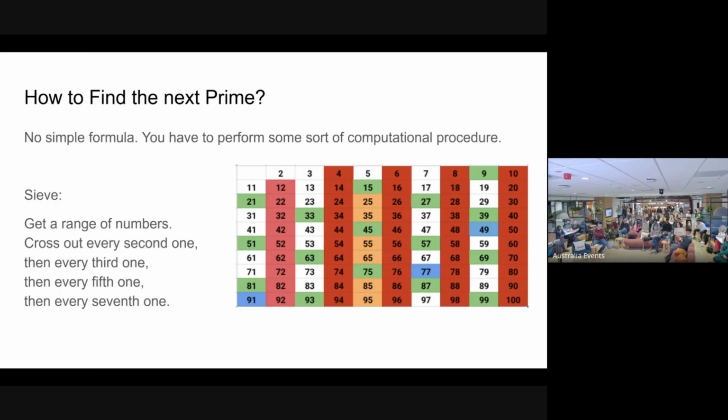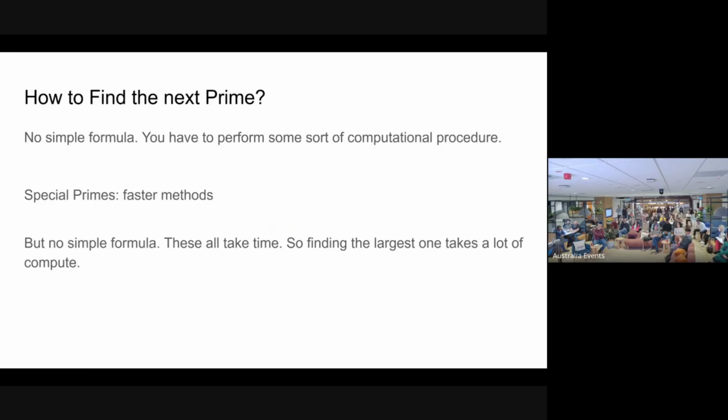If that was too quick to follow and you're not interested, it doesn't matter. But that's one way of finding prime numbers. And there are some special numbers where there are faster methods to find if they're prime. But the point is there's no simple formula. All of these take some sort of time. You need to do some sort of compute to find the next one.